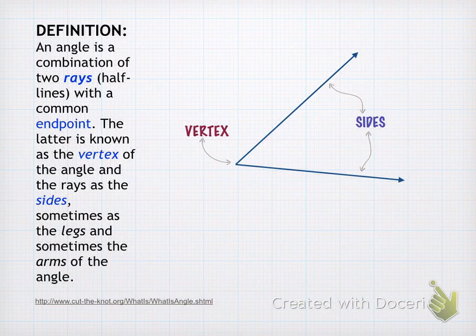Okay, here's where you're going to start taking your notes. Definition. An angle is a combination of two rays. Some people call them half lines. I don't like that. They're rays with a common endpoint. And so your common endpoint's down here, and that's also known as the vertex. Okay, and the rays are also known as the sides. Sometimes the rays are called legs, sometimes sides or arms as well. Interesting. A lot of names there.